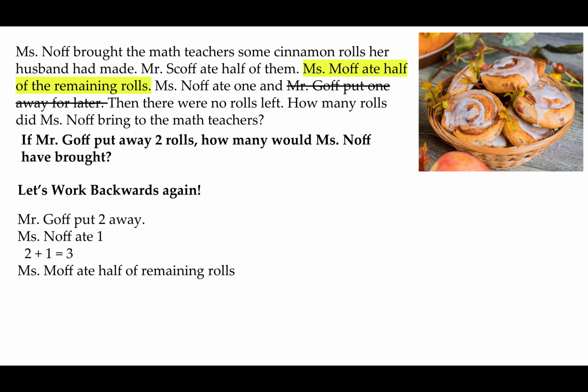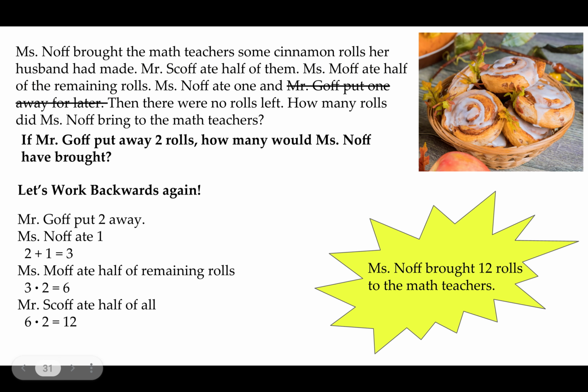Miss Molf ate half of the remaining rolls. Again, we're doing the opposite or the inverse. So instead of dividing, we're going to multiply by 2. So 3 multiplied by 2 is 6. And lastly, Mr. Skolf ate half of all. Again, instead of dividing by 2, we're going to multiply by 2. So we have the 6 multiplied by 2 is 12. So in this case, Miss Knopf brought 12 rolls to the math teachers.